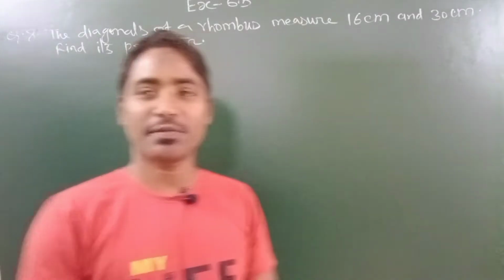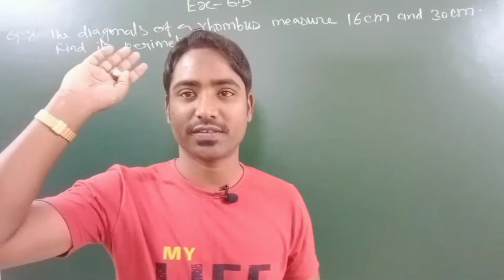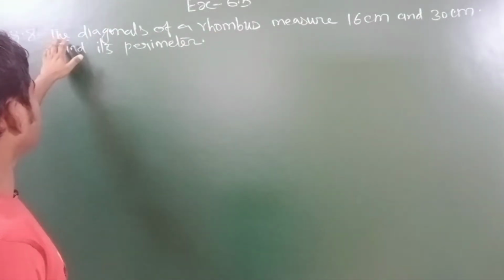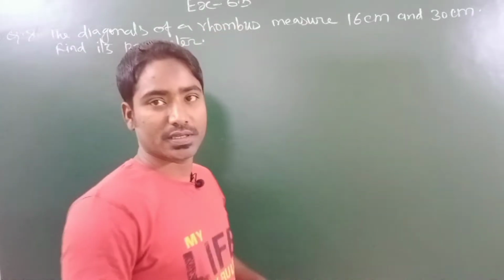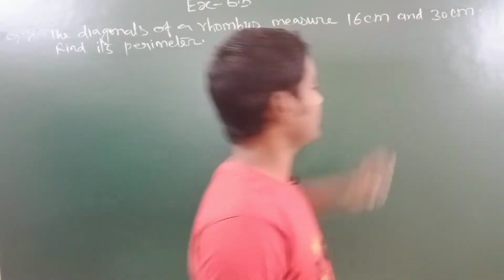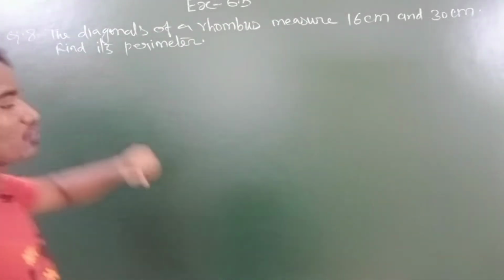So in today's session we will solve the last question, number 8 of exercise 6.5. The question is stating the diagonals of a rhombus. The diagonals of the rhombus are given as 16 centimeter and 30 centimeter. Then the question is asking you to find out the perimeter.